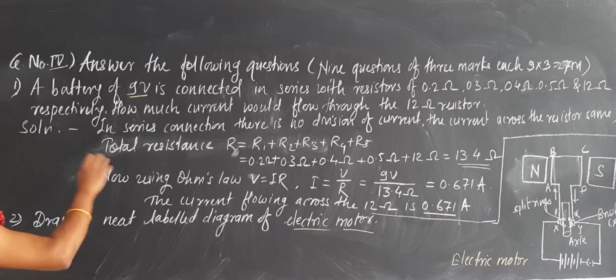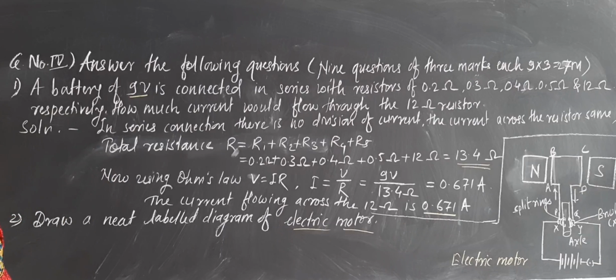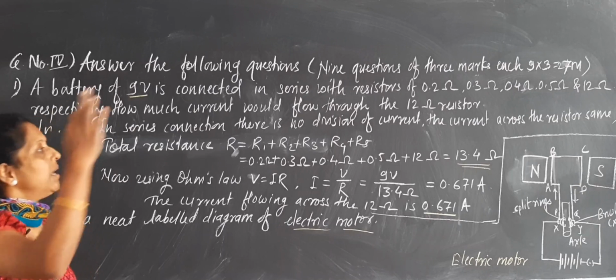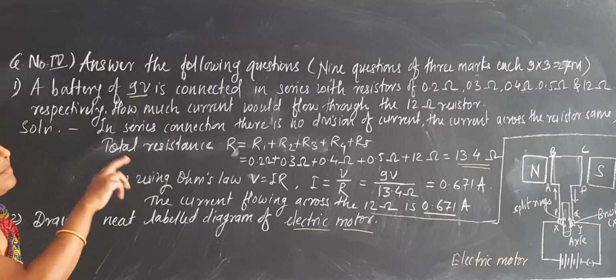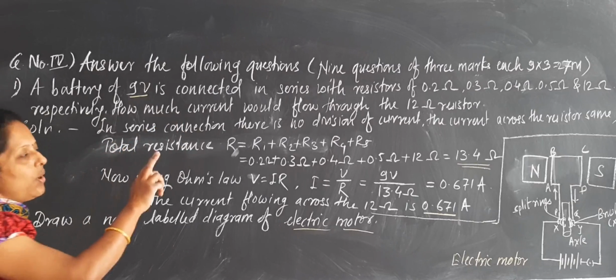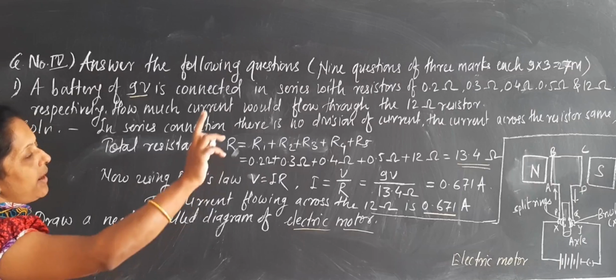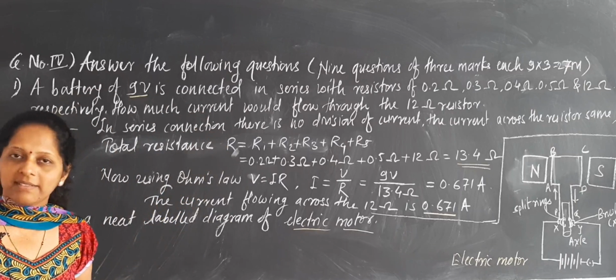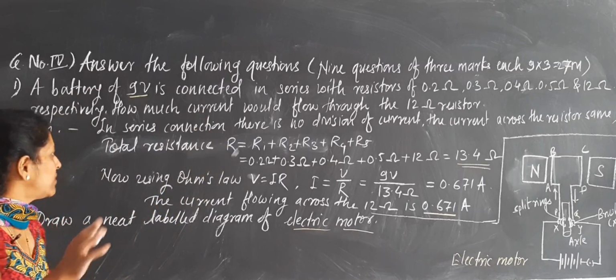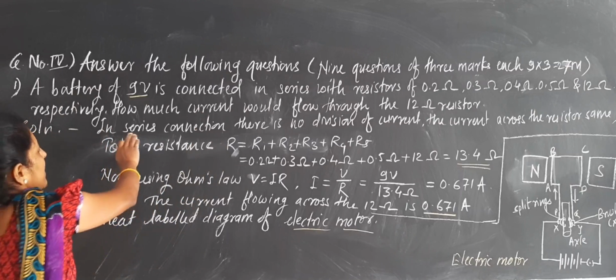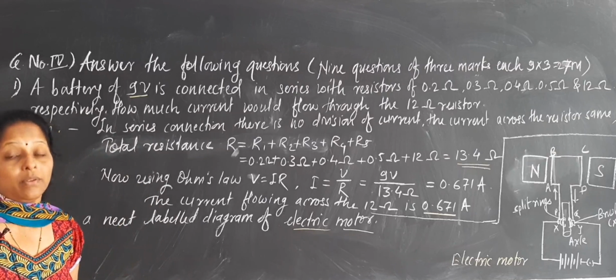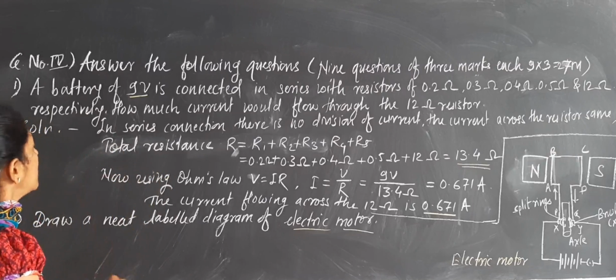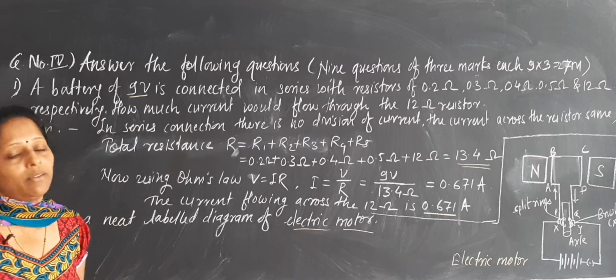Now here it is a series connection. For the series connection, as you know, Rs is equal to R1 plus R2 plus R3 plus R4 plus R5, because here how many resistors are available? 0.2 ohm, 0.3, 0.4, 0.5 and 12, so totally there are 5 resistors. First of all you should write the formula, and before that we are going to write the sentence: in series. See, here they asked in the question, how much current would flow through the 12 ohm resistor?